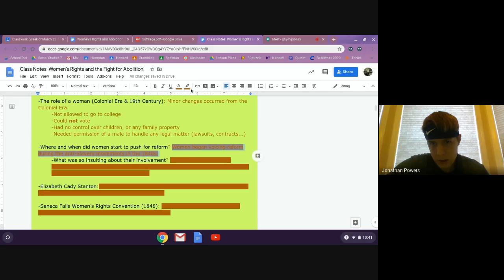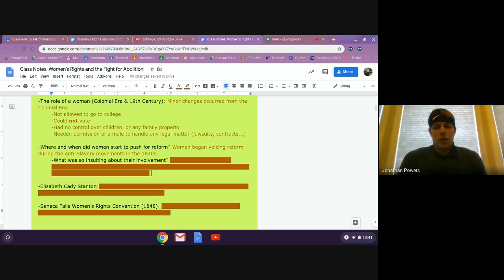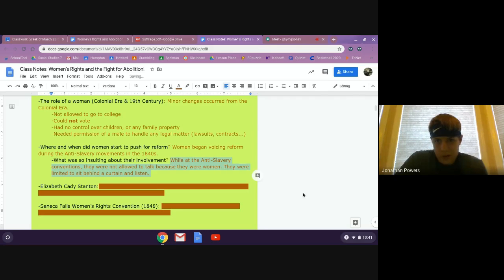So once they realized in the 1840s that they were looking to have African Americans have a bunch of rights, they realized, well, we should also have rights as well. That's the way that our country's starting to push. And so what was so insulting about their involvement, and again, remember, if I'm moving too fast, just pause the video for yourself. They were at these anti-slavery conventions, and the anti-slavery conventions, again, abolition, anti-slavery, it all means the same thing. They weren't allowed to talk because they were women.